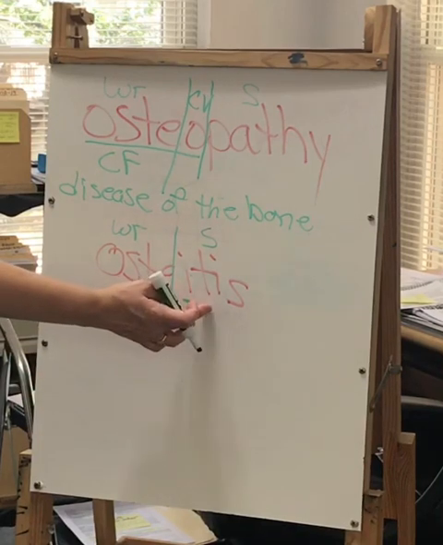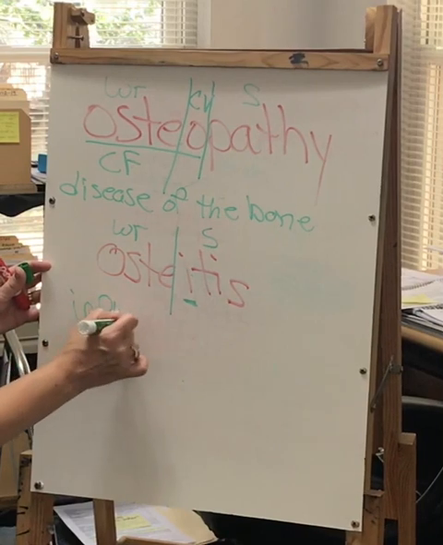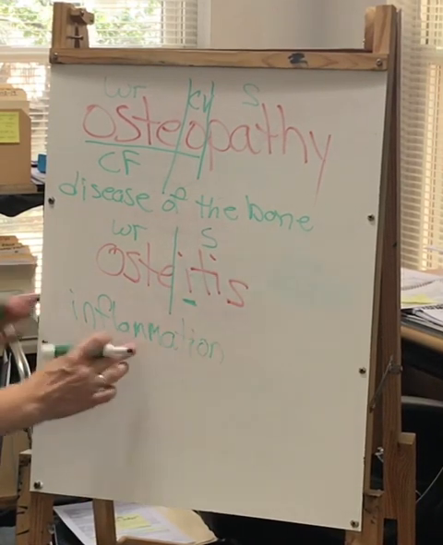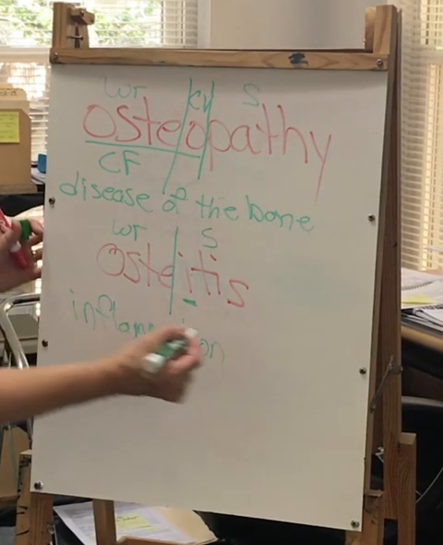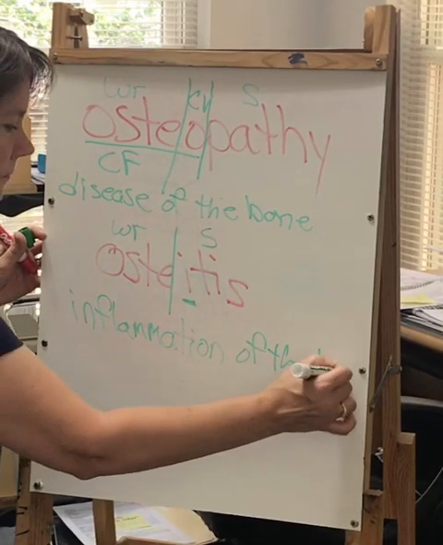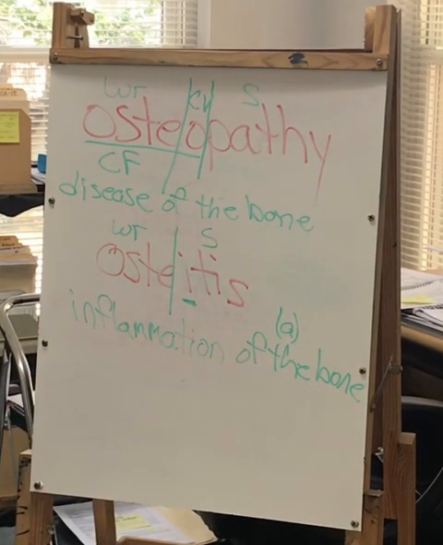Definition, start with the suffix. Itis means inflammation. Make sure when you spell inflammation, you notice it has two M's. Inflammation, oste means bone. Inflammation of the bone. You could put a bone instead if you want. It doesn't matter. Or the, as long as you get the idea. Inflammation of the bone.